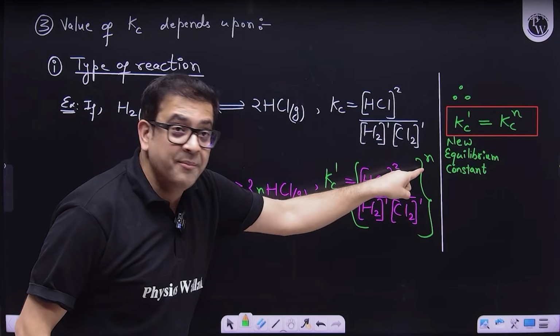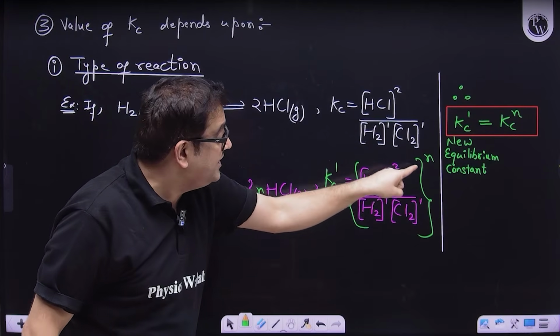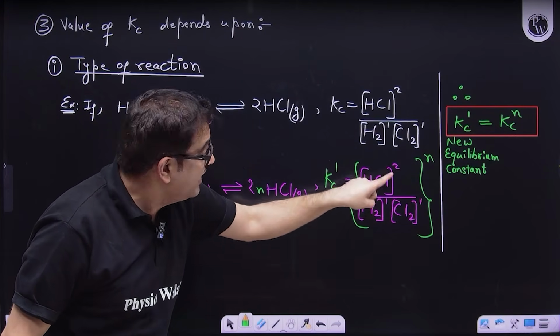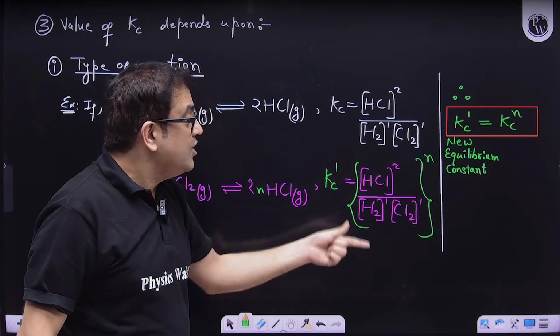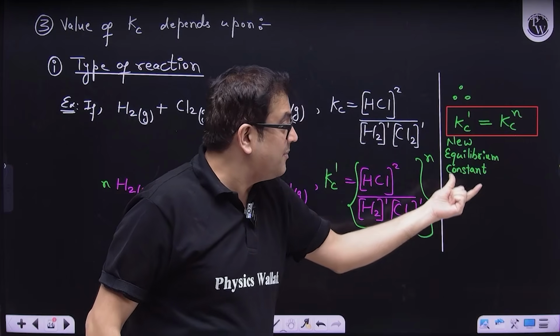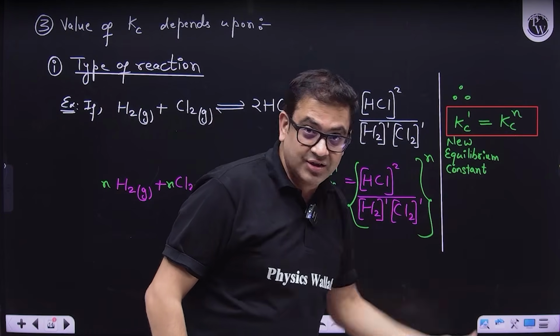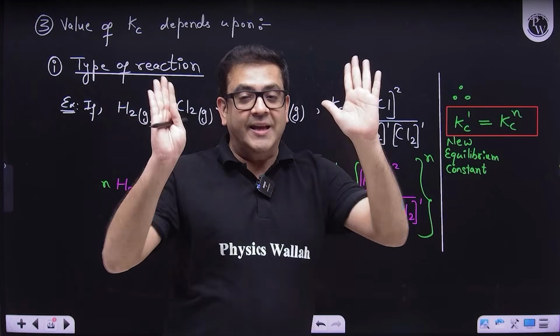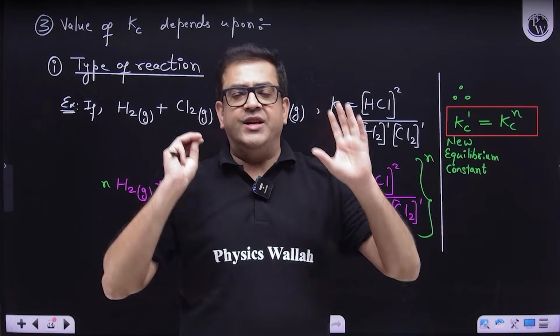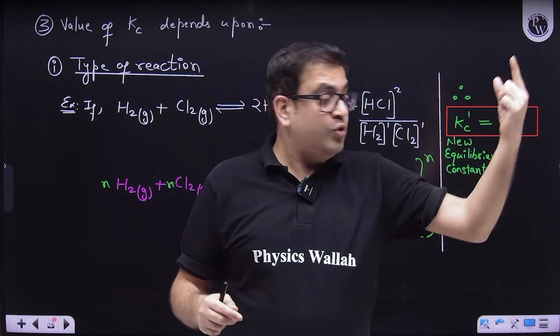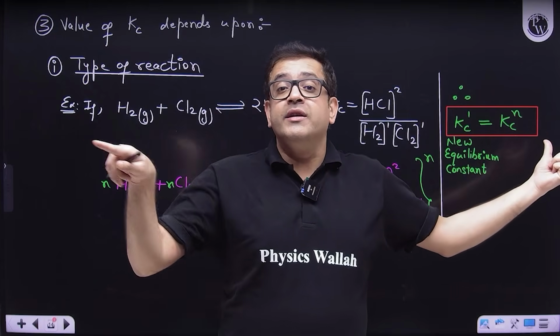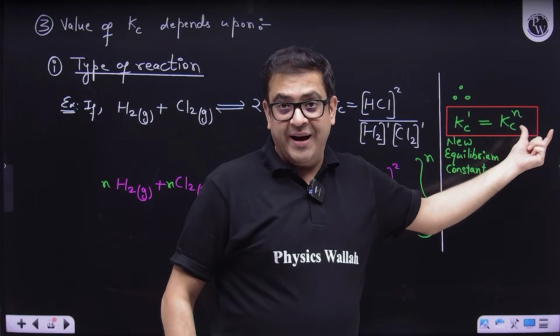Because you can definitely see this pink color thing is still the value of the previous, the old equilibrium constant. So the new equilibrium constant is nothing but the old equilibrium constant raised to the power n, and this n can be anything. It can be an integer. If a reaction is multiplied by 2, the new equilibrium constant will become square. If it is halved, it will be the power 1 by 2. So it can be anything.